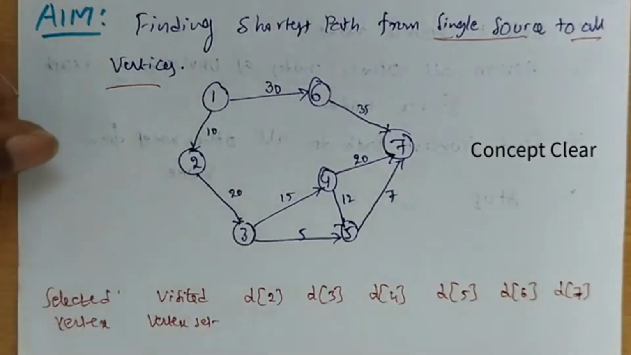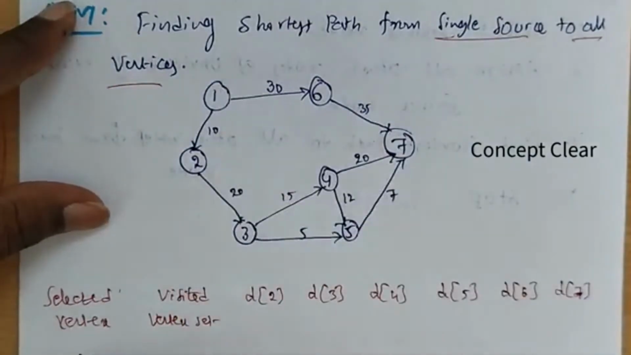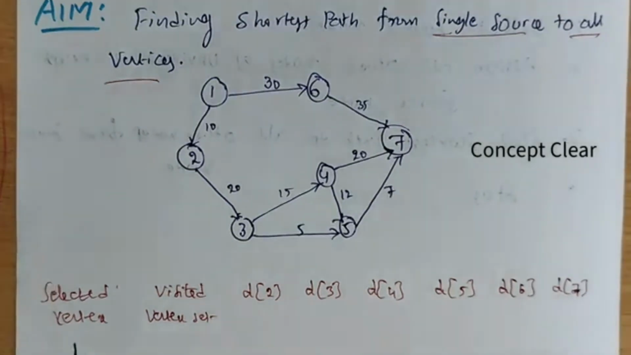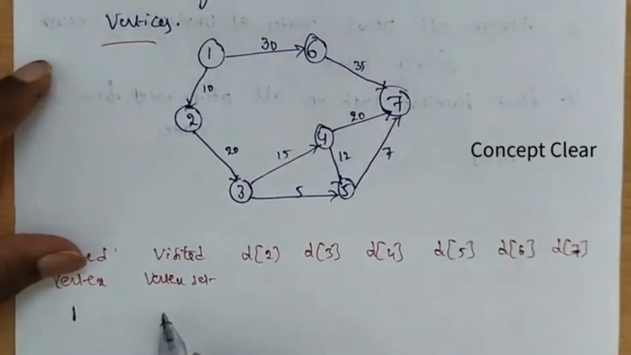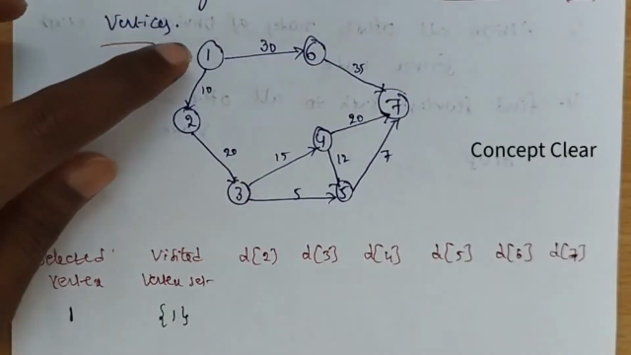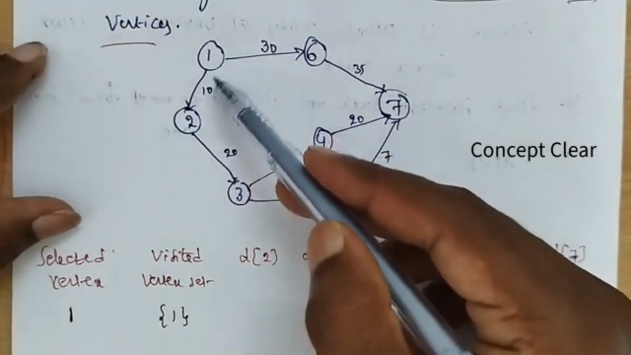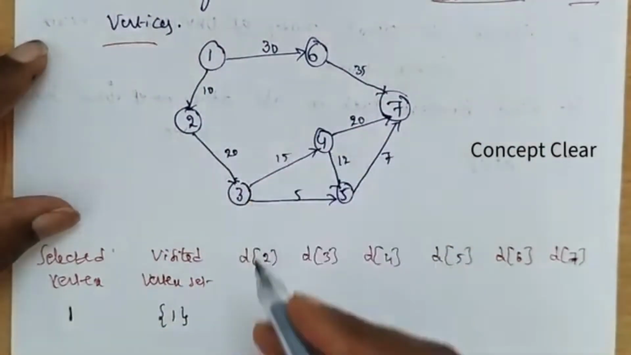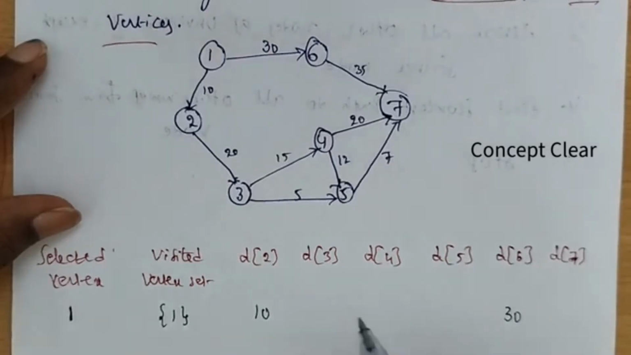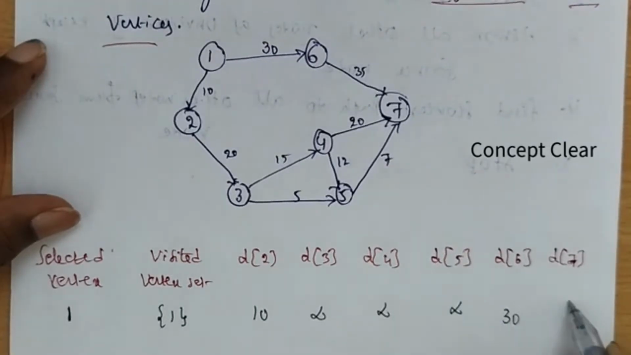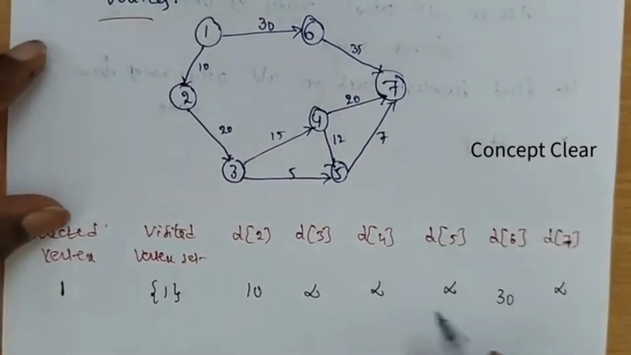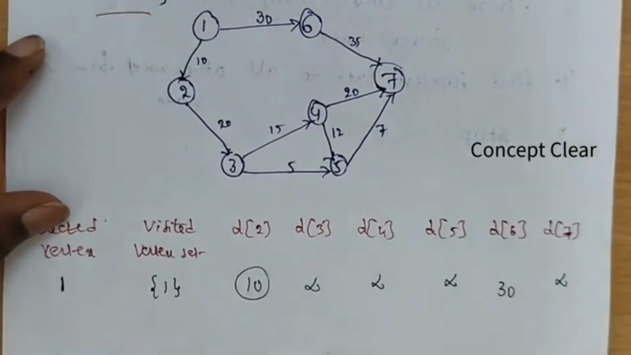First I am selecting the source as 1, so the selected vertex is 1, and we have visited 1. What are the possible paths from 1? 1 to 2 and 1 to 6. The cost to the second vertex is 10, and to vertex 6 it is 30. The remaining are not visited, so all are infinity. Among these two, which one is the least? We have to pick the least, 10, so I am selecting 10.